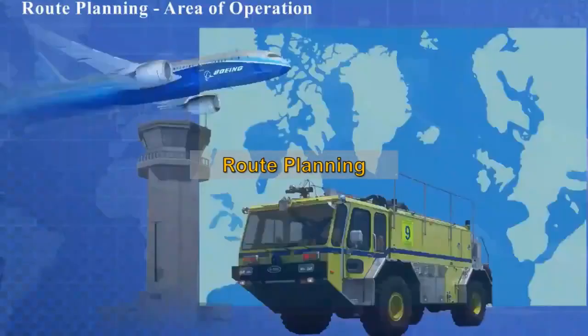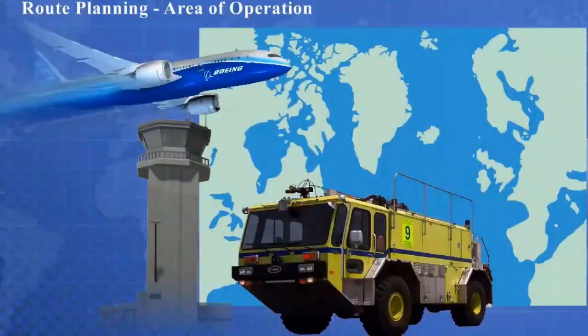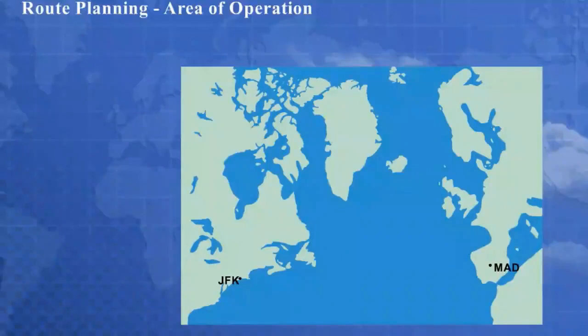Route planning. First step in ETOPS planning is to define the route. Let us consider a two-engine airplane operation from New York to Madrid. For the purpose of this lesson, we will assume a great circle routing is desired.